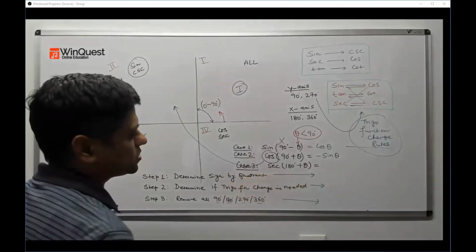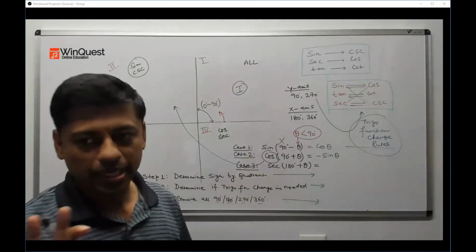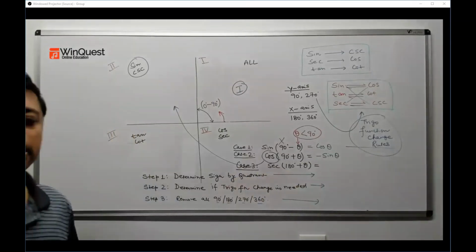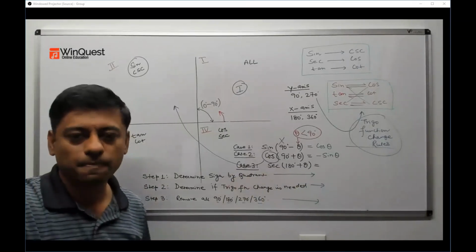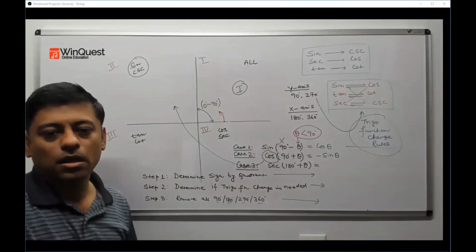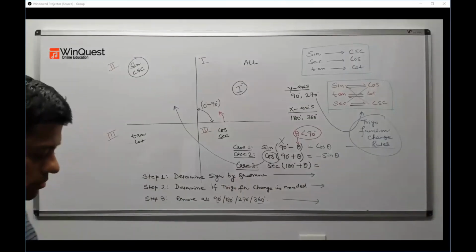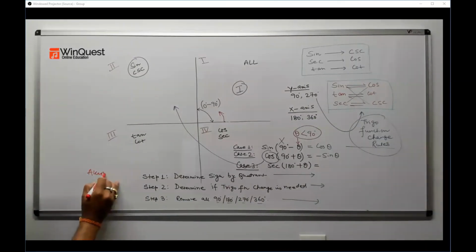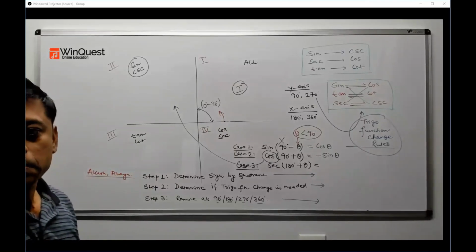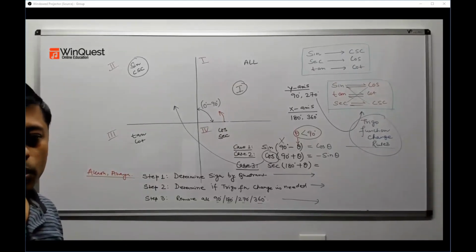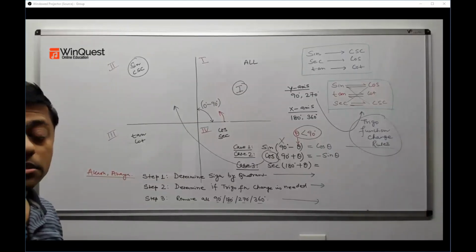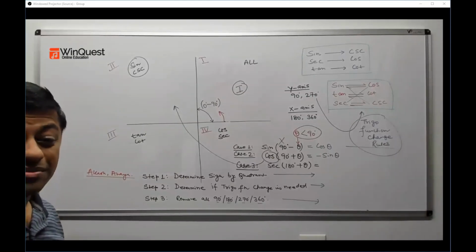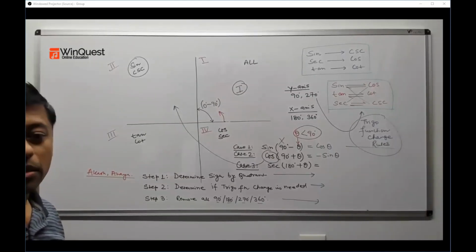Whoever has asked this question, please Google the answer and keep it with yourself. Okay, we'll see how it comes to the conclusion. Step 1. Akash and Anaya, which quadrant and what sign it will take? The third quadrant. Okay, Anaya.